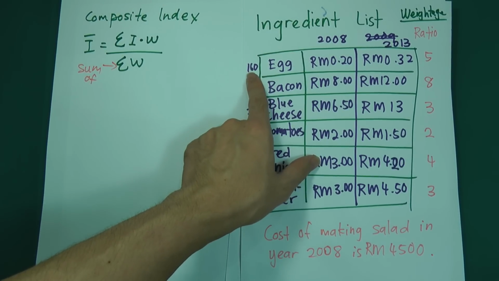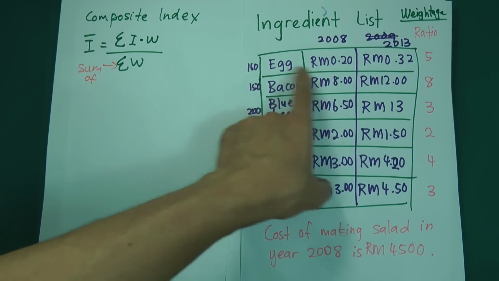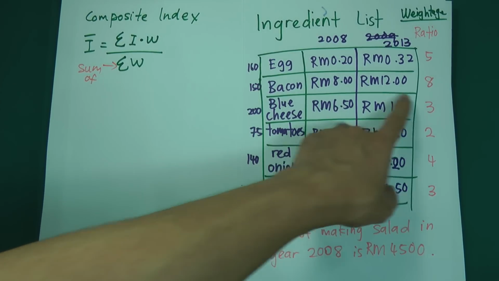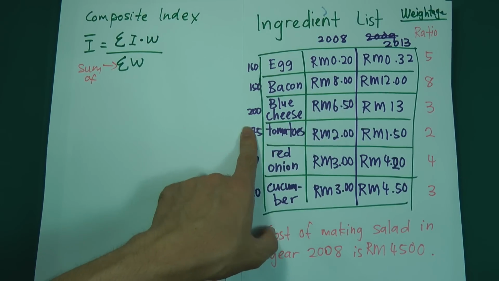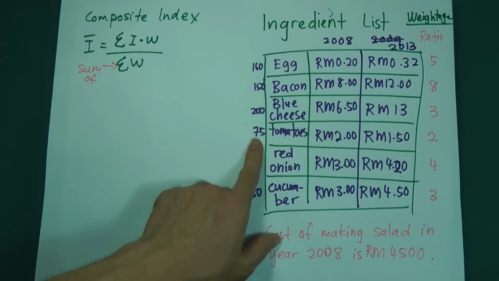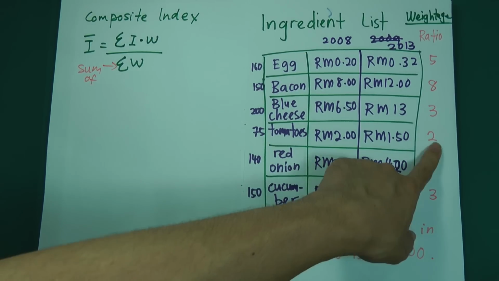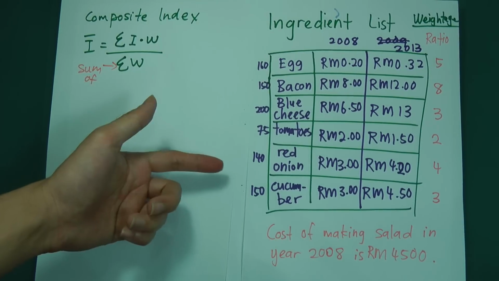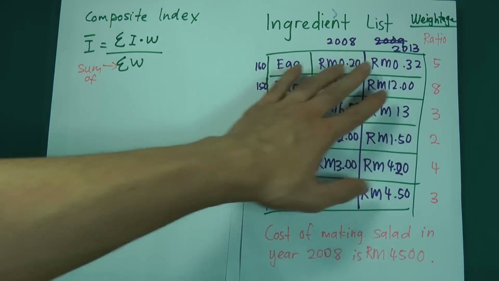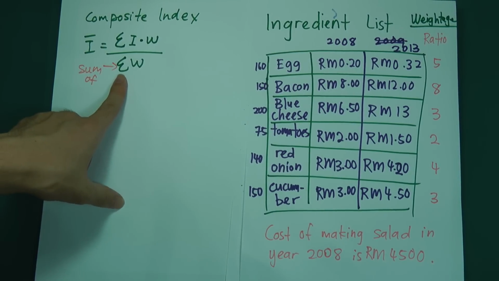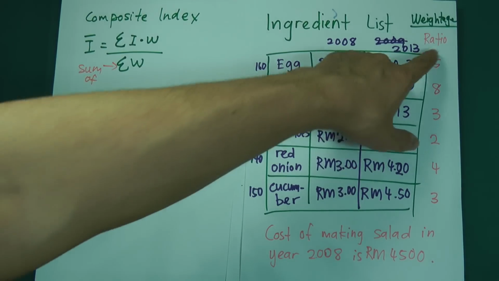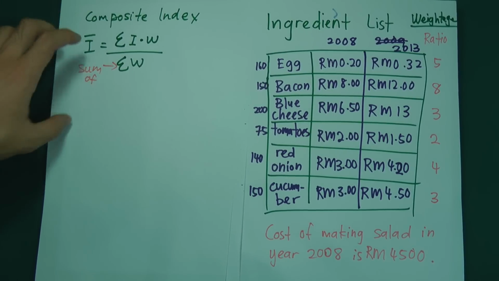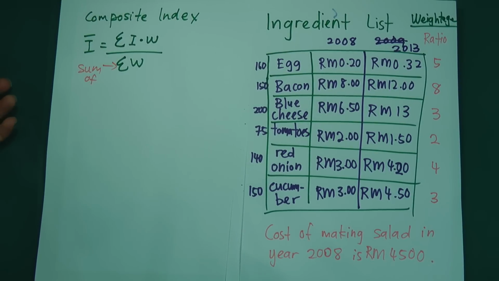Sum of means you have to use the index number of the egg multiplied by the ratio of the egg, plus the index number of the bacon multiplied by the ratio of the bacon, plus blue cheese, and then the index number for tomato with its ratio, and then continue. You add all together and then divide by the sum of weightage, meaning divide by the total ratio. This is the formula for the composite index.